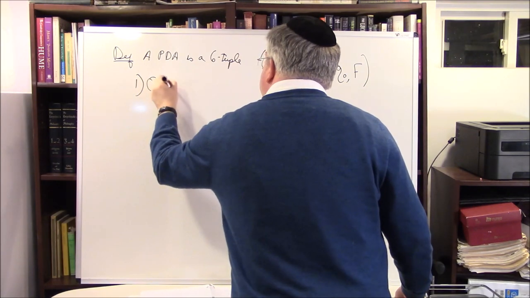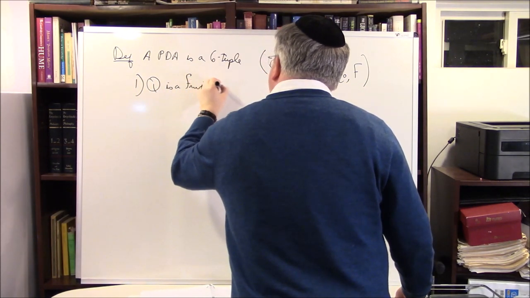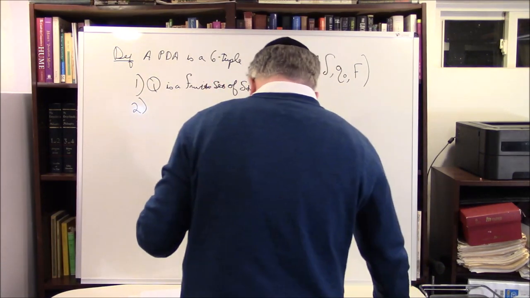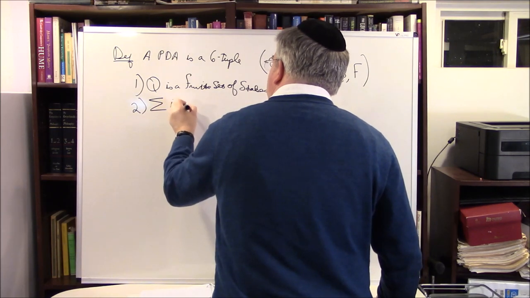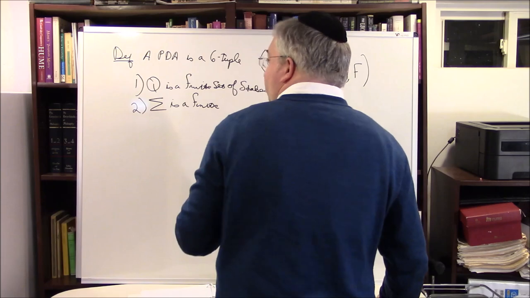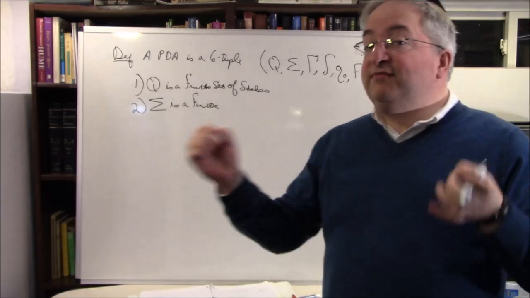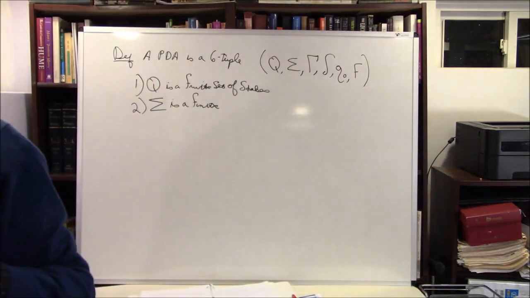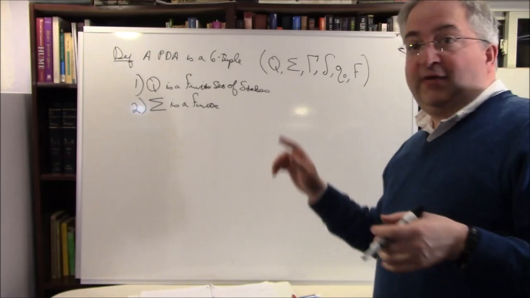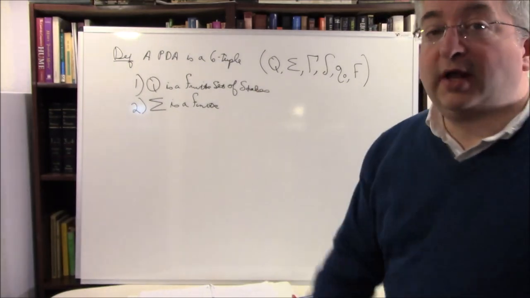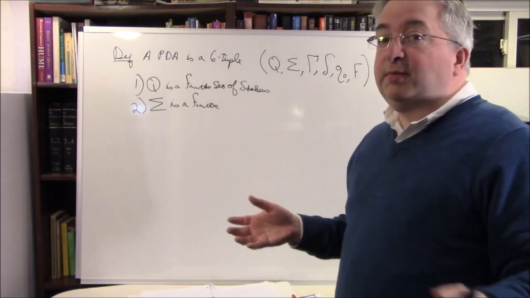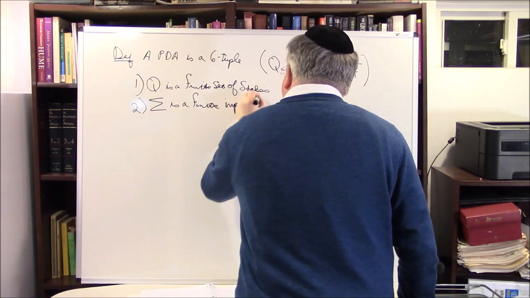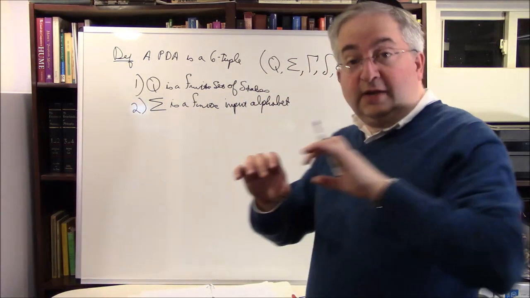One, Q is a finite set of states, just like before. Two, sigma, we saw that before, is a finite alphabet. But now we have two alphabets here: what goes on the input tape and also what goes on the stack. Now, they don't have to be different. Sometimes I input an A and I put on an X. Sometimes I input an A and I put on an A. It doesn't have to be different, but we have to be clear about what we're talking about. There's a finite input alphabet that goes on this input string.